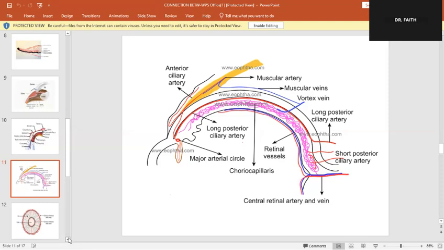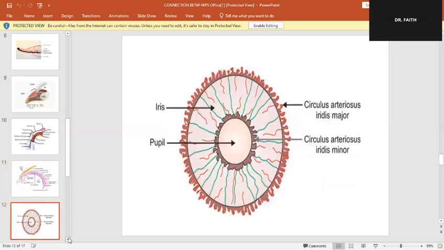Then they will go deep. You can go to the next slide. Yes. Then they'll go deep into the iris in an oblique fashion. At the apex of the iris, they'll form a circular connection, what we call the minor arterial circle, or the circulus arteriosus iridis minor. So they are adapted to supply blood into the eyes.